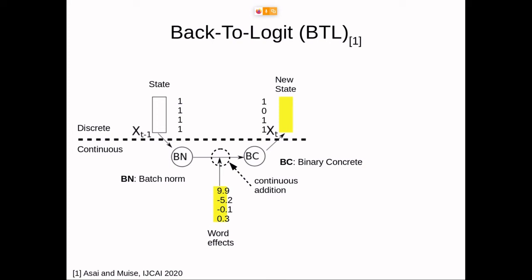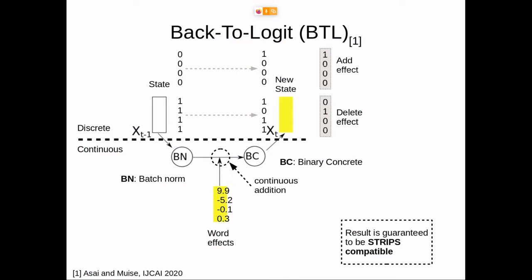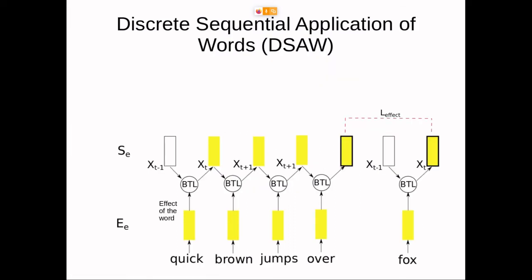And once we learn model weights, we can then obtain the effects of each individual word by applying this word to a 0 vector and a 1 vector, and see which bits actually changed to obtain the add and delete effects. Just a note here is that through this mechanism, all the results are guaranteed to be STRIPS compatible, because the word effects are independent from the state, meaning that there will be no conditional effects.